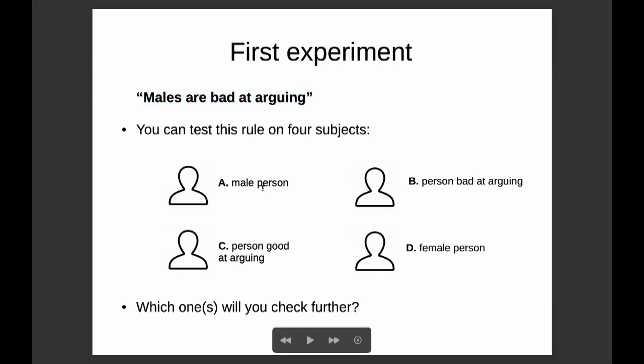So for instance, if you choose to investigate a male person, you can see whether he is indeed bad at arguing or if instead he is good at arguing. Which ones of these four subjects would you decide to investigate further to test whether males are bad at arguing? Take 10 seconds and write the answer on your paper.